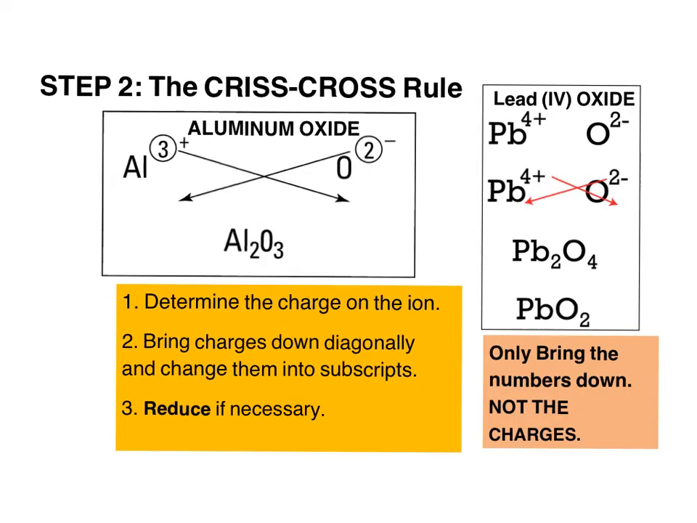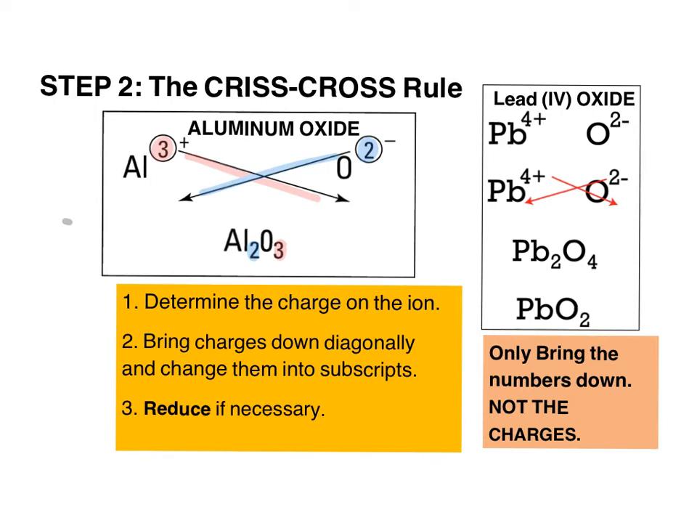My next step is to do my crisscross. So I'm going to take the 3 from my aluminum. I am not going to bring the charge, and I'm going to cross that over to my oxygen, and it hops down below and becomes a subscript. After I do that, I'm going to go to my oxygen, cross that over, and it drops down to my aluminum, so I get Al2O3.